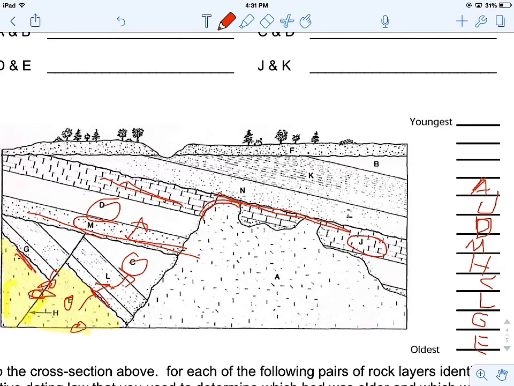Okay, so now we move up again, and the next layer we see there's an N. That one's pretty straightforward. Then a K, and then B, and then F. And that's how we break down relative dating. I hope this helps.